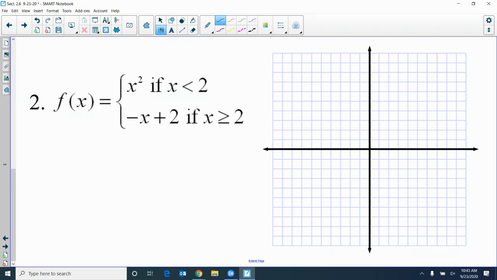All right, now let's graph it. I'm gonna graph it in 2 pieces. I'm gonna say if x is less than 2, I'm gonna use the function f of x equals x squared.